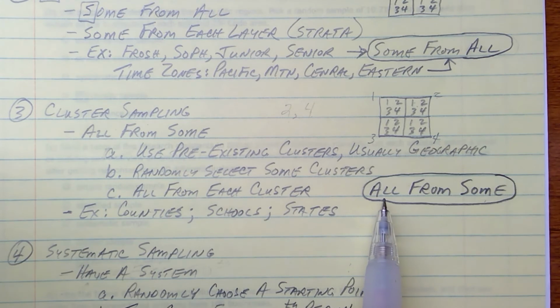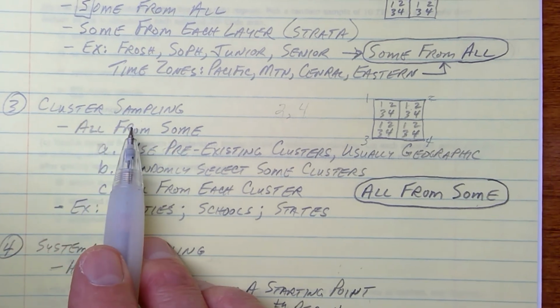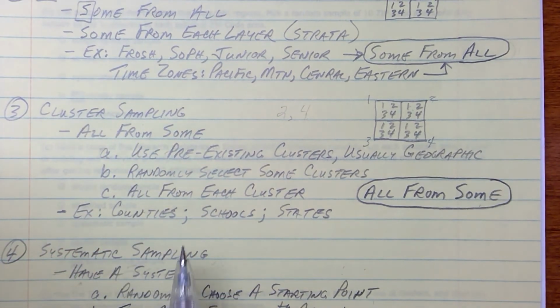If I weigh all of the cows in 5 counties, I have a good cluster sample. I couldn't go to all the counties, so I randomly picked 5, and I weighed all the cows in those 5 counties. Same thing with schools.